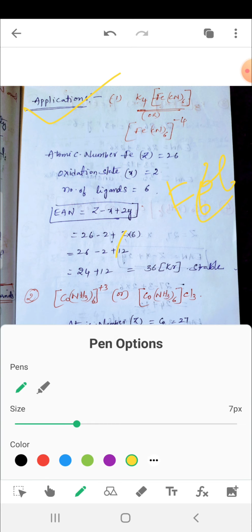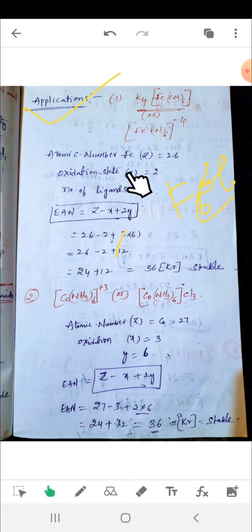The iron, which one? The atomic number of iron is 26. The oxidation state we find as before: the difference between the charges, 6 and 4, gives the oxidation number. Number of ligands, how many? Here 6 ligands. So EAN equals Z minus X plus 2Y.